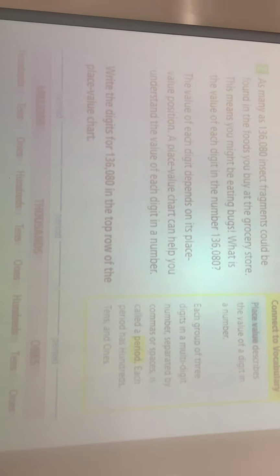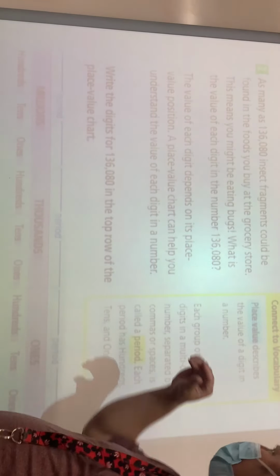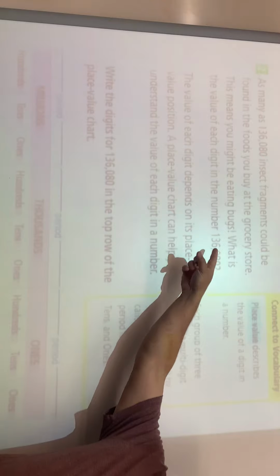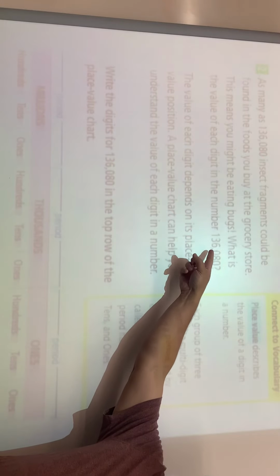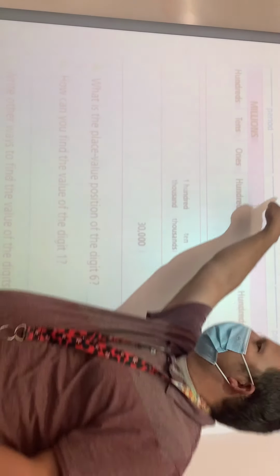Okay, guys, so today we're going to be filling out a place value chart. The place value chart we're going to be filling out is for the number 136,080. And our place value chart is right down here. As we do this, we want to keep the number in mind. And the number is right here.